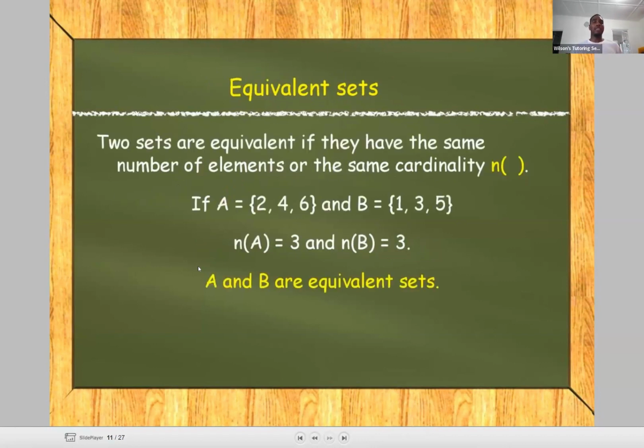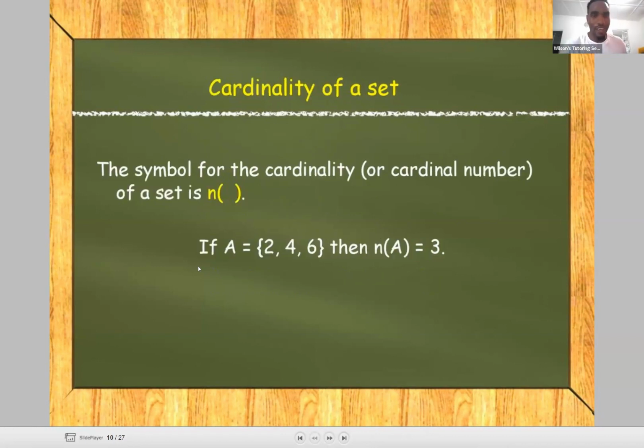Now let's jump to equivalent sets. Let me stay where I am and let me ask the question. When something is equivalent, what comes to mind? When you hear about something being equivalent, it means that things are the same or similar.